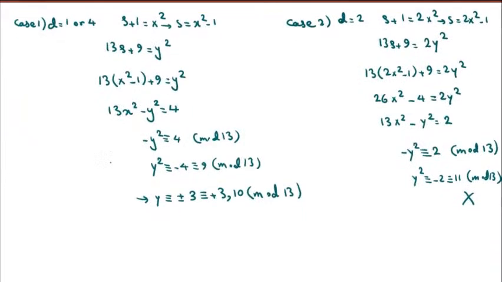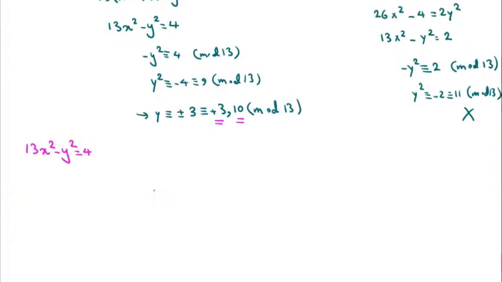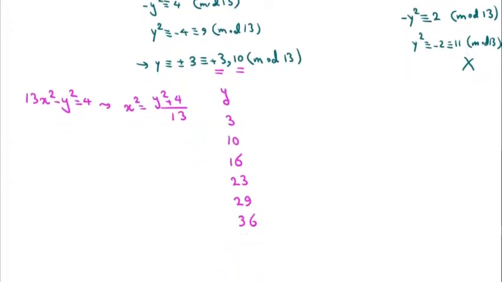But look, if you want to check y equals 1, 2, 3, let me write the main equation: 13x squared minus y squared equals 4. You would have to check a lot of cases. But with this modulo, you need to check only these types of numbers. So x squared is y squared plus 4 over 13. And y can be what numbers? y is 3, 10, 13 plus 3, 16, 13 plus 10, 23, 13 plus 16, 29, 26 plus 10, 36, and so on. We should check these numbers.